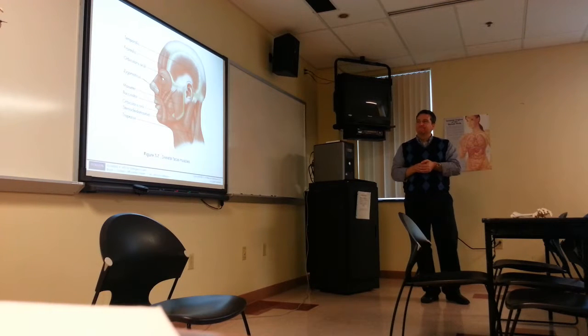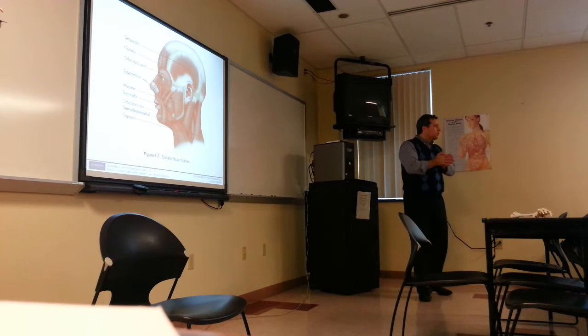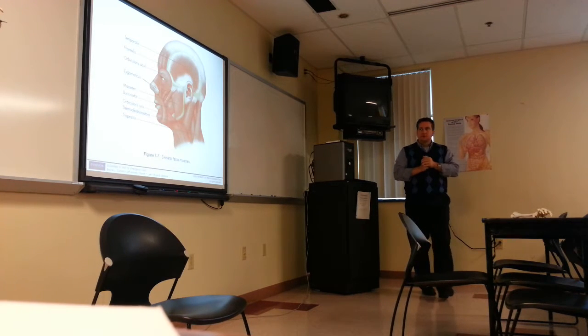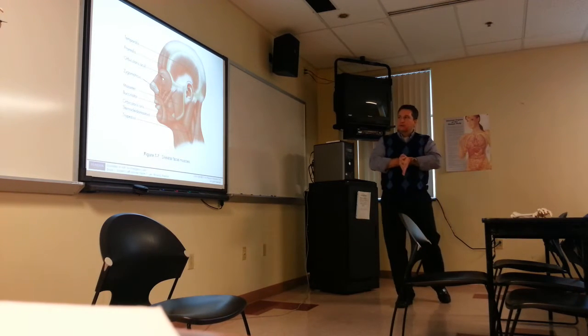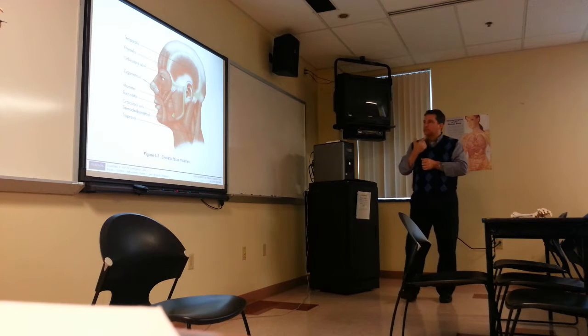Buccinator. This muscle is actually going to pull in a little bit more. It's going to be a little more active if you're drinking a really thick milkshake through a straw. It helps keep your cheeks close to your teeth. And the orbicularis oris muscle is the one that's going to make the kissy face around the lips.